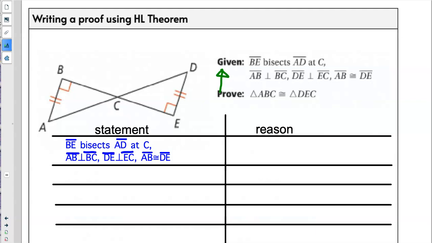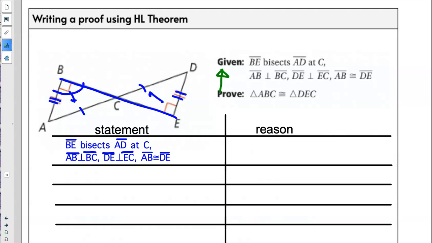Okay, so I've got segment BE bisects segment AD at C. Okay, segment BE is cutting this one in half. So I can prove those by definition of bisector. So I got to use that definition of bisect. Okay. Oh, wait, those are hypotenuses because they're opposite the right angle. So, and I got legs. Those are legs. Those are legs. I can use HL here to prove these triangles.